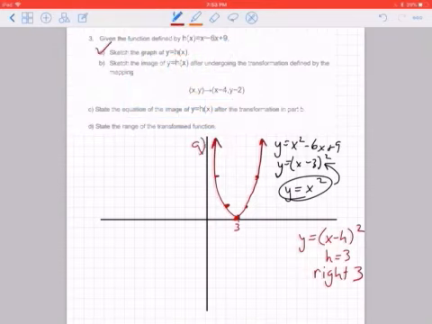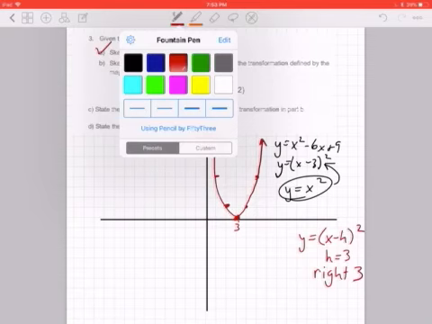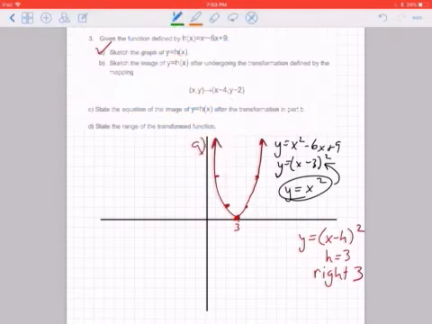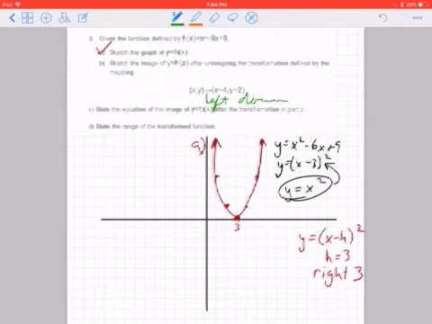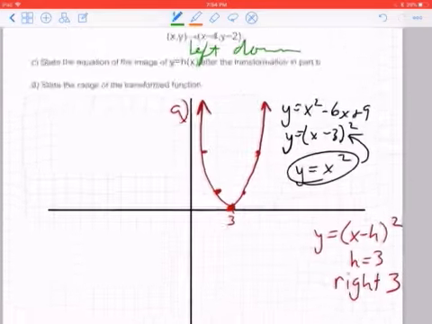Okay, so we've done that piece. Now it says sketch the image of y equals h at x, so the graph we just did, after undergoing the transformation defined by the mapping. So this mapping here is going to tell us that we're going to take every x value and subtract 4 from it. Now that means it's going to move left. Then we're going to take all our y values, subtract 2 from it. That means it's going to go down. So every single point here is going to go left 4, down 2. Okay? So let's try that.